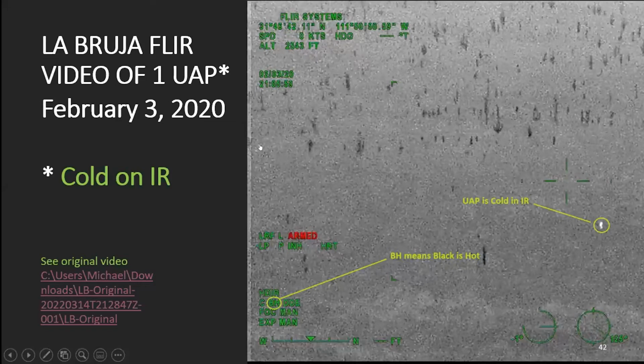Okay, now we're going to look at La Bruja. It's also been called the witch. And first, let's see this still shot. You see that we have black hot, meaning black is hot, but the UAP is cold on the IR, it's white. So now I might have problems with opening this again. Please let me know.